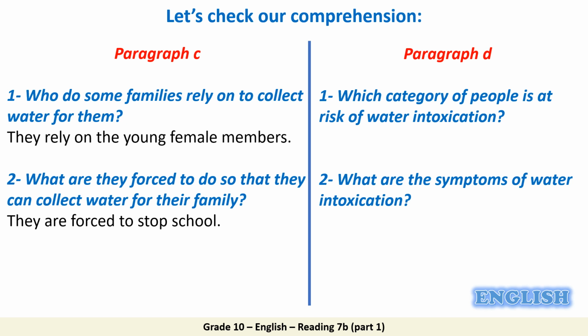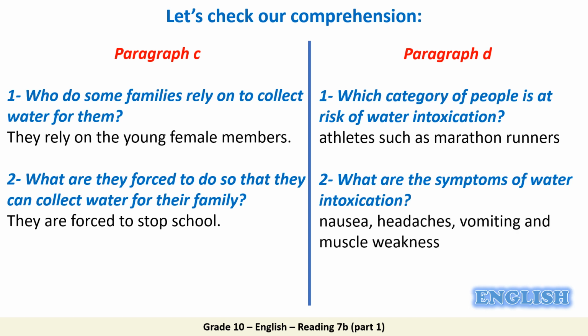Very good. Now, paragraph D, question number 1. Which category of people is at risk of water intoxication? Very good. So they are athletes such as marathon runners. In question number 2, what are the symptoms of water intoxication? How do you know someone has got water intoxication? Very good. So in paragraph D we have nausea, headaches, vomiting, and muscle weakness.